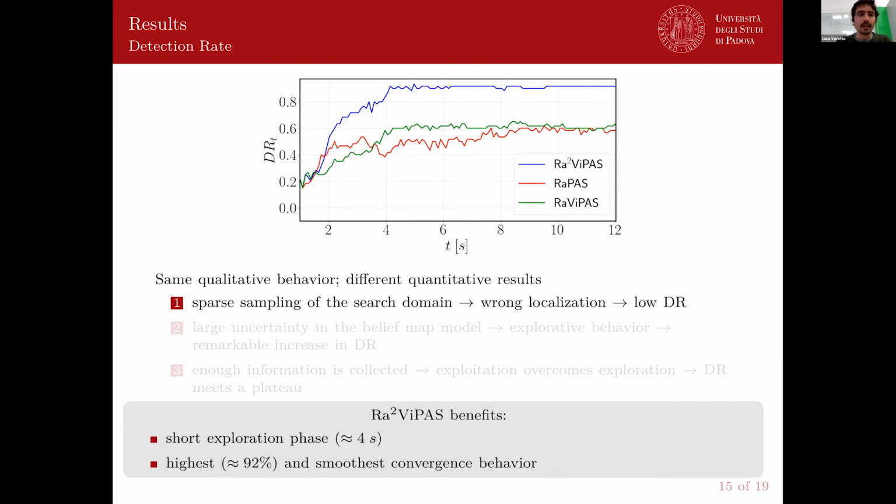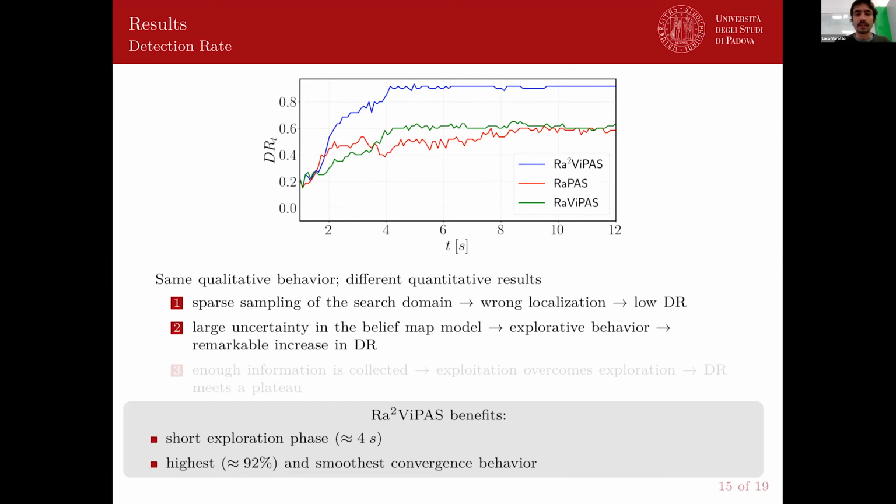Instead, regarding the detection rate, so the localization and identification problem in the online phase, we get a qualitative behavior which is quite similar between the three algorithms under comparison, but the quantitative results are quite different. And in particular, we will see that our approach is far better than the other two. At the beginning, we have a sparse sampling of the search domain, so the detection rate is obviously very low since the localization is wrong.